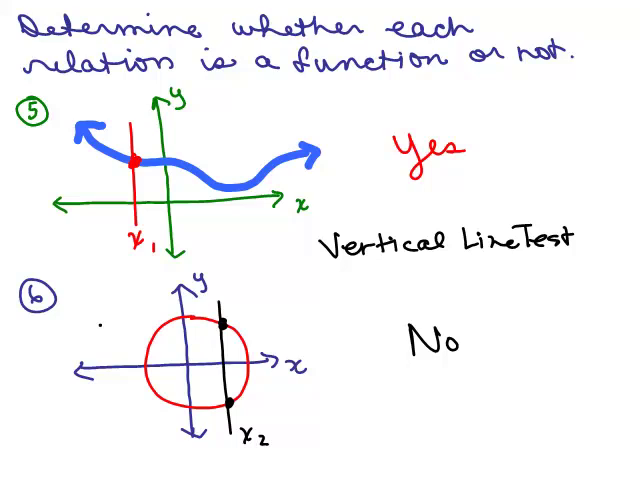Now you could say, oh, but I could go over here. Well, it doesn't say that no matter where you put it. It says if there's any place that you put it that it's going to go through twice, then it doesn't pass what we call the vertical line test. So you need to pass the vertical line test to be a function.